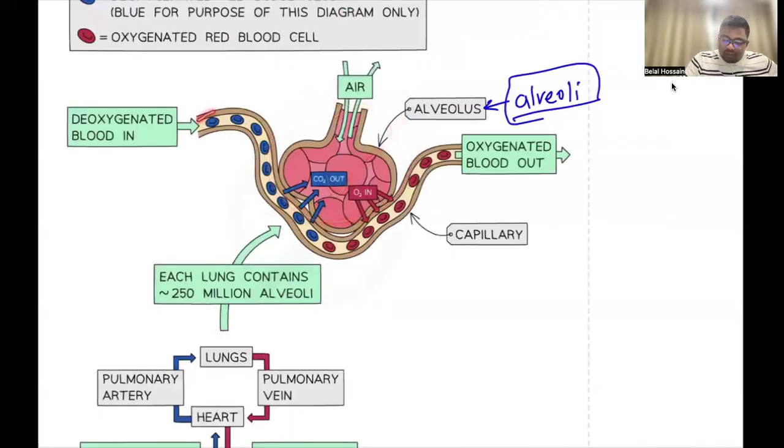Right next to the alveolus, we have deoxygenated blood coming through the artery, then entering the capillary, and then leaving through the vein as oxygenated blood. Because in the lungs, blood gets oxygenated and loses carbon dioxide. So the vein carries oxygenated blood and the arteries carry deoxygenated blood. Here in the picture, what you are looking at are capillaries.